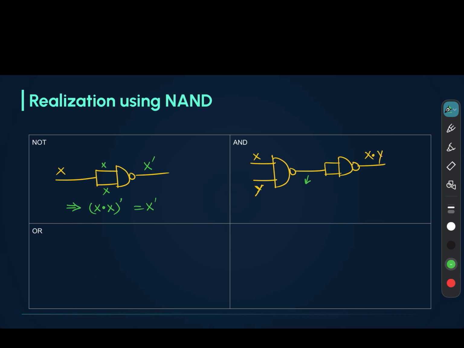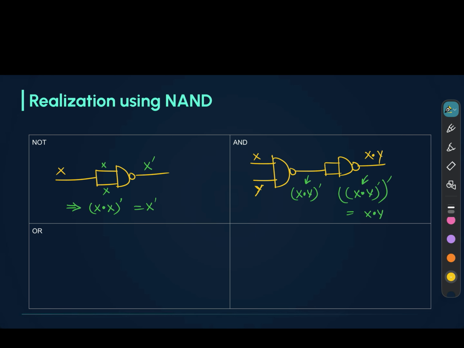Now let me show you what happens here. The first operation, you get x dot y, the whole bar, and then over here what happens is x dot y, the whole complement, the whole complement. And so when you double complement it, it just becomes x dot y. And that's how you get AND.